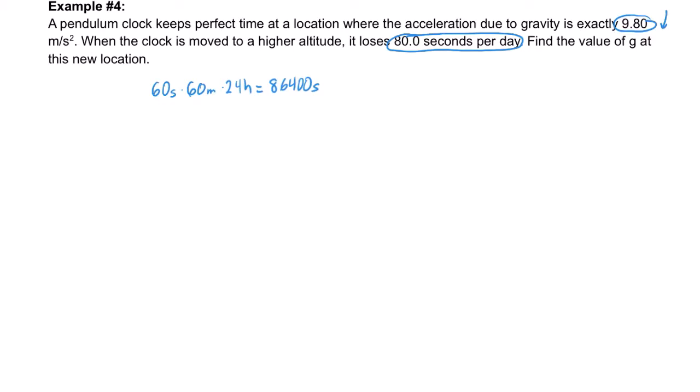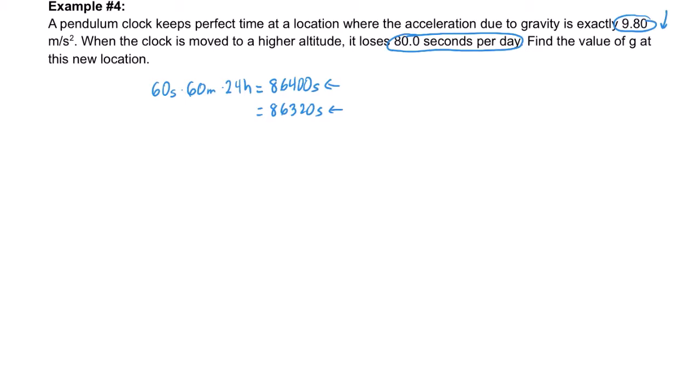So I get 86,400 seconds. Now, when it's moved to the higher altitude, I'm losing 80 seconds. That must mean that I get 86,320 seconds instead. So how is the period of this related to the period of that? It must mean that my pendulum is swinging slower than it used to, right? Because it's not getting through quite as many ticks as it did before. It's losing some of those. And so therefore, the period must be longer than it was before.